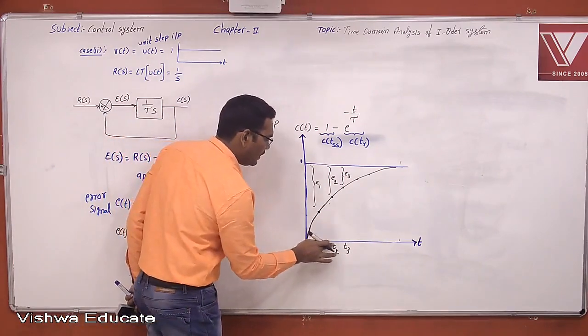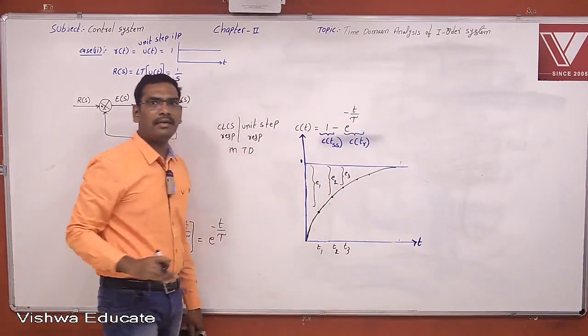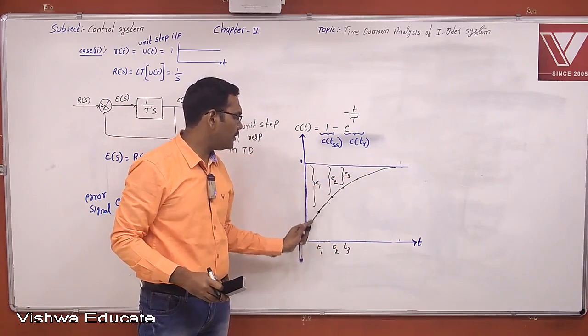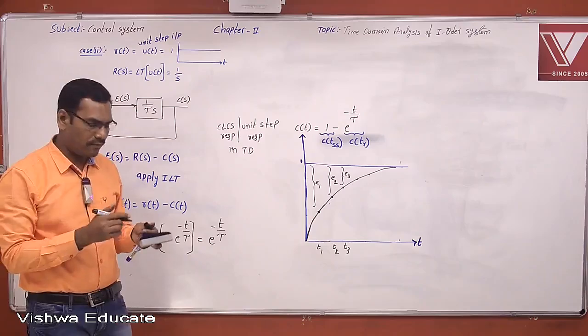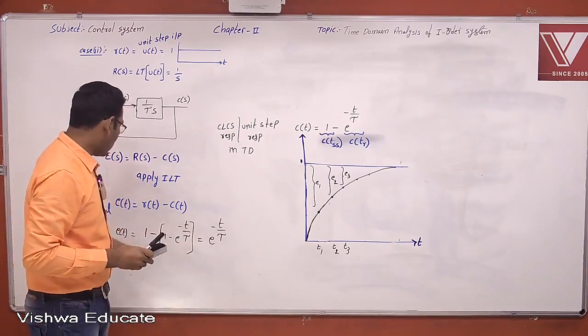Now you have the scope of finding the error at each and every instant of time, because there is a reference level here, and there is a steady state level. Error is the deviation of the output from the reference level. You can measure the error at each and every instant of time. Based on the error, you can judge your system performance. Now this is called the error.